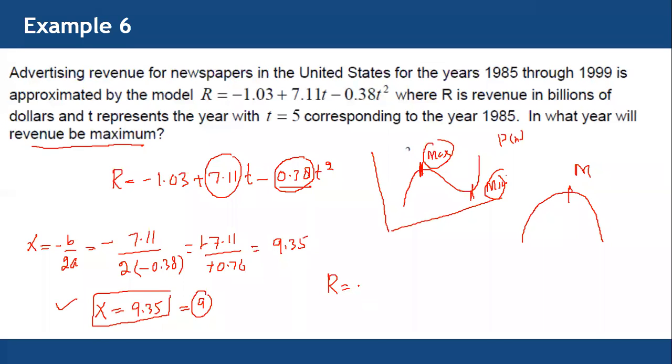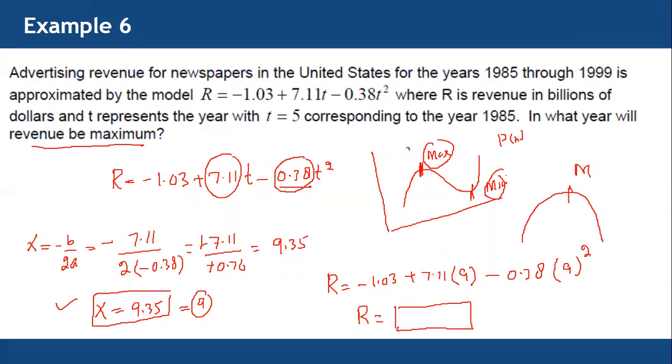R is equal to minus 1.03 plus 7.11 multiplied with 9, where t is 9. Now we have t here, so x and t are the same. Minus 0.38 into x square, meaning 9 square. So you can simplify this one. This will give you the maximum value.